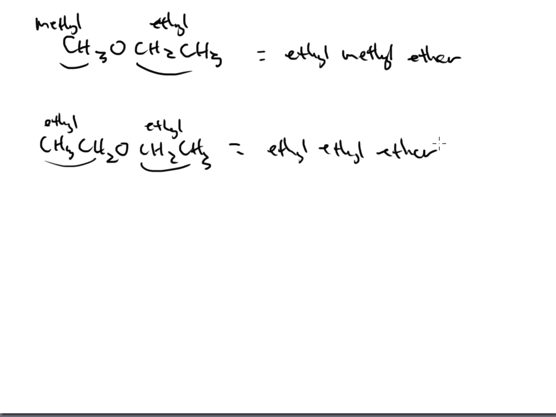The reason is because these two groups are the same group, and anytime we saw that in the IUPAC system so far, we actually just used a prefix to make it a little bit better. I don't want to say ethyl, ethyl, ether. I mean, I could, but think about how repetitive that is. So what I'll do is put the word di in front, and we'll call it diethyl ether. It's a little bit cleaner.